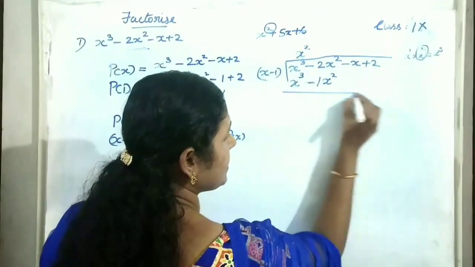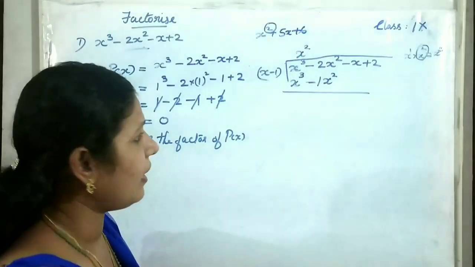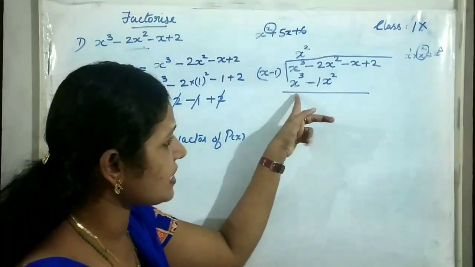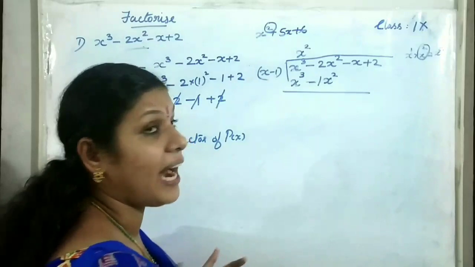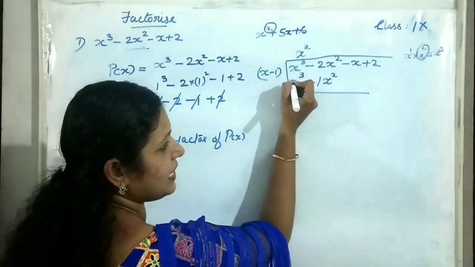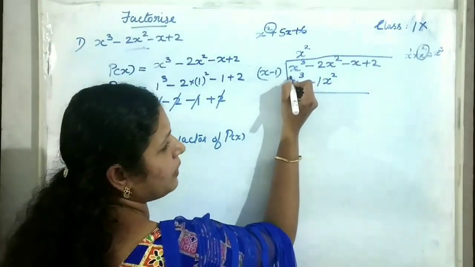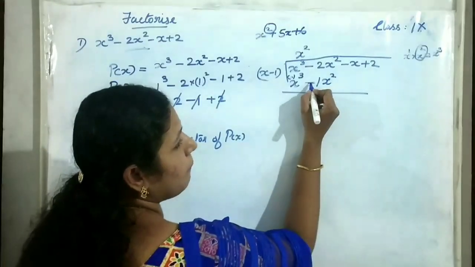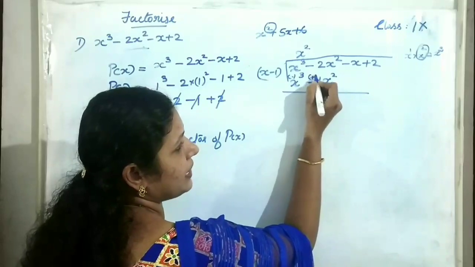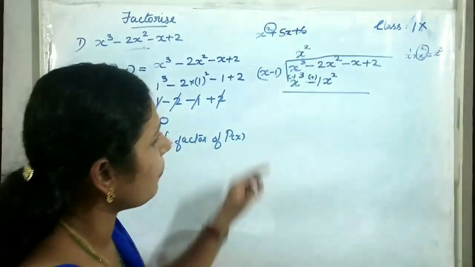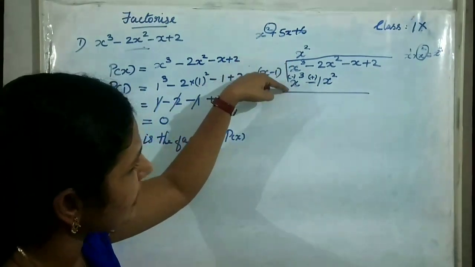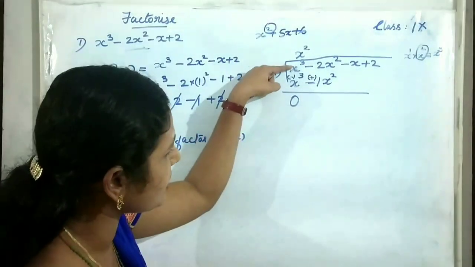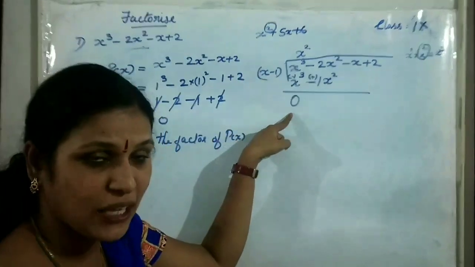The next step is subtraction. As in division, the next step is subtraction. For subtraction, we find the additive inverse of the second part. That is here plus x cube. The additive inverse of plus x cube is minus. The additive inverse of minus is plus. So x cube minus x cube cancel each other. We get the value as 0.